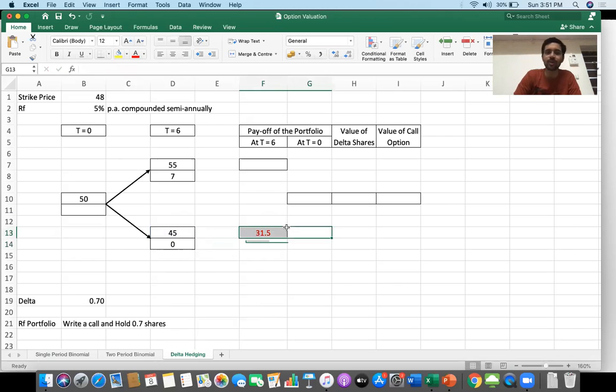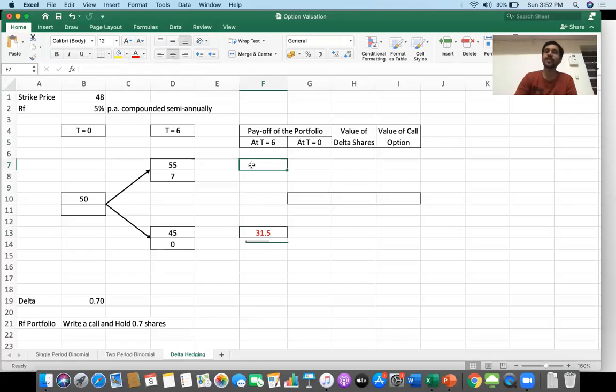So if you actually look at it, the value of my portfolio is 31.5. How did we arrive at this 31.5? I'm holding 0.7 shares. One share is worth 45 rupees or $45. So 0.7 shares is $31.5. I have written a call option, but that call option does not have any payoff because the call option lapses.